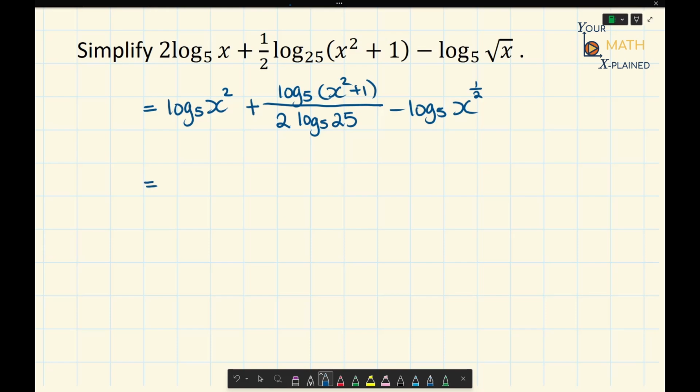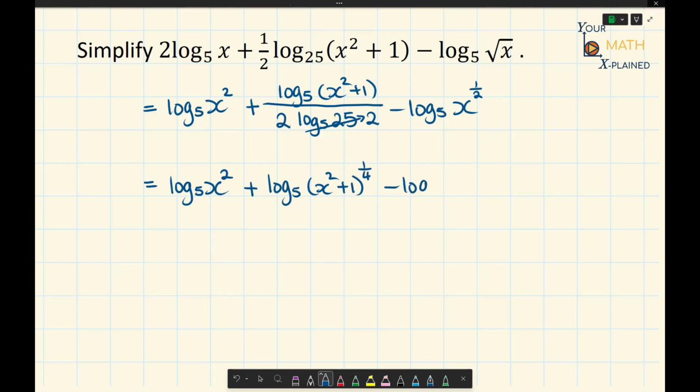But before we do anything, we can actually evaluate log base 5 of 25, because that is just equal to 2. Okay, so now we're going to get log base 5 of x squared plus, so now our denominator here is going to be 4, which means it's really 1/4, so we can actually bring that up as a power. So this is x squared plus 1 to the power of 1/4. And then we have minus log base 5 of x to the power of 1/2. And now we're ready to combine these three log expressions into one.